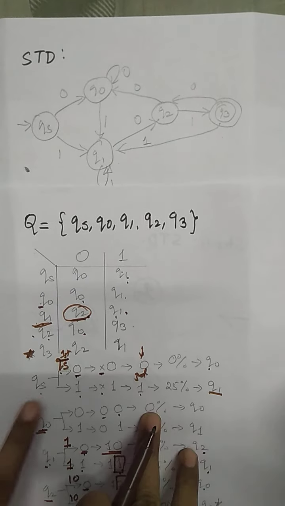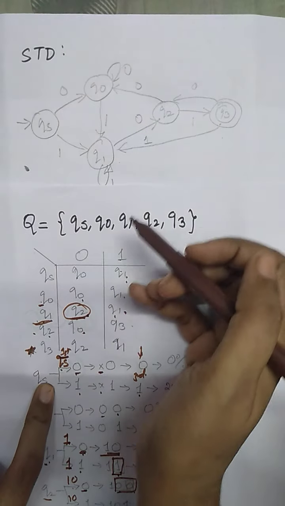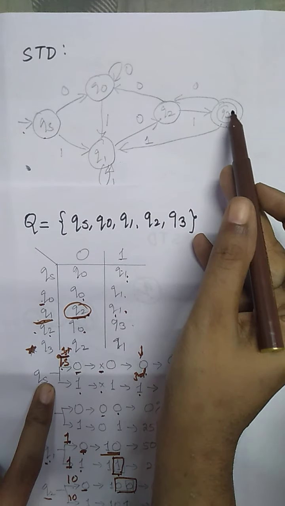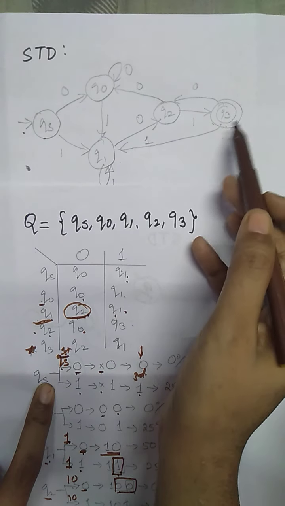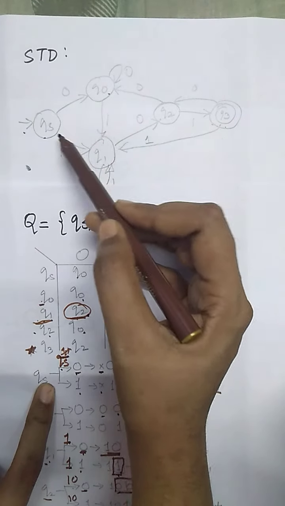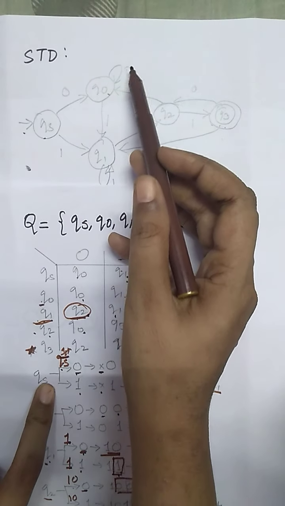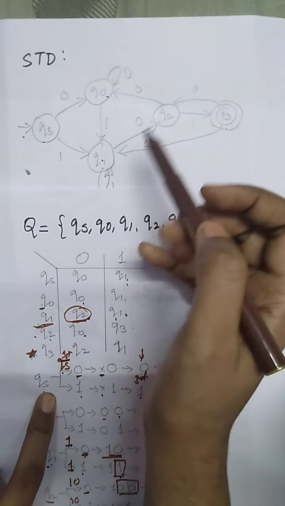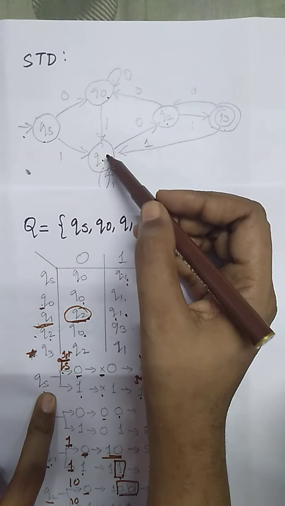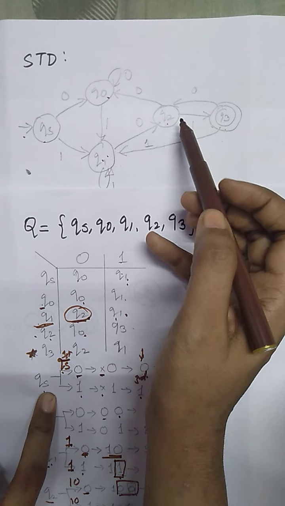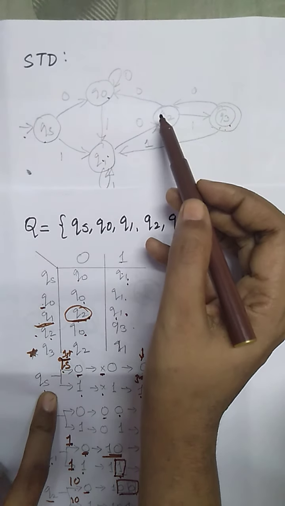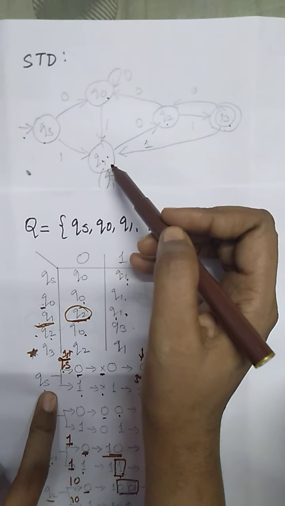Now we have to draw the state transition diagram. According to this table, we have drawn this state transition diagram. Initial state is QS, marked with the arrow. Final state is Q3, marked with the double circle. QS on 0 goes to Q0. QS on 1 goes to Q1. Q0 on 0 goes to Q0. Q0 on 1 goes to Q1. Q1 on 0 goes to Q2. Q1 on 1 goes to Q1. Q2 on 0 goes to Q0. Q2 on 1 goes to Q3. Q3 on 0 goes to Q2 and Q3 on 1 goes to Q1.